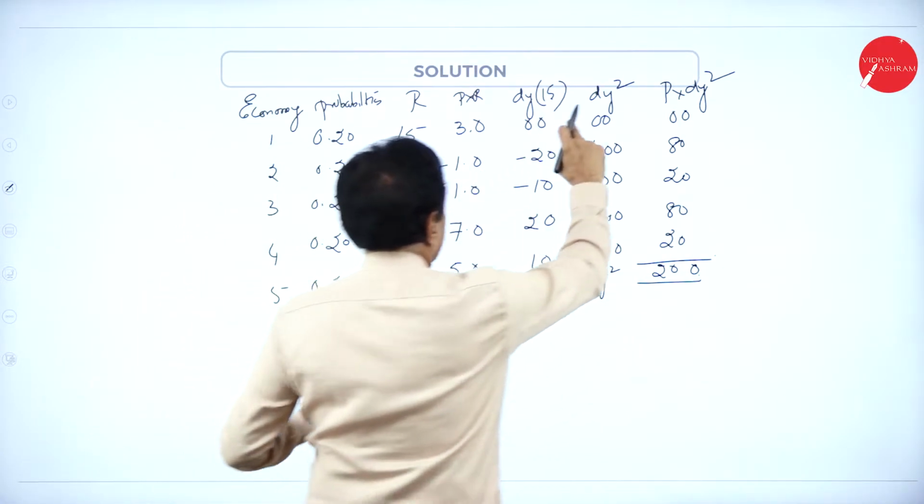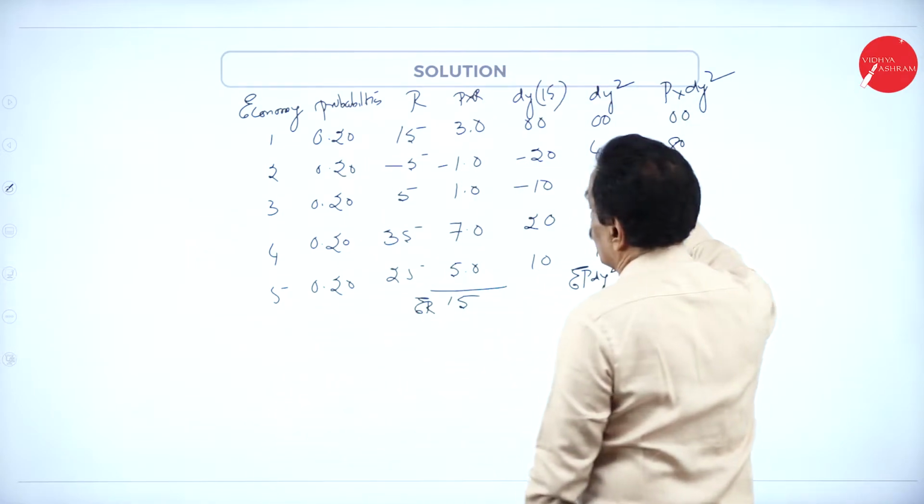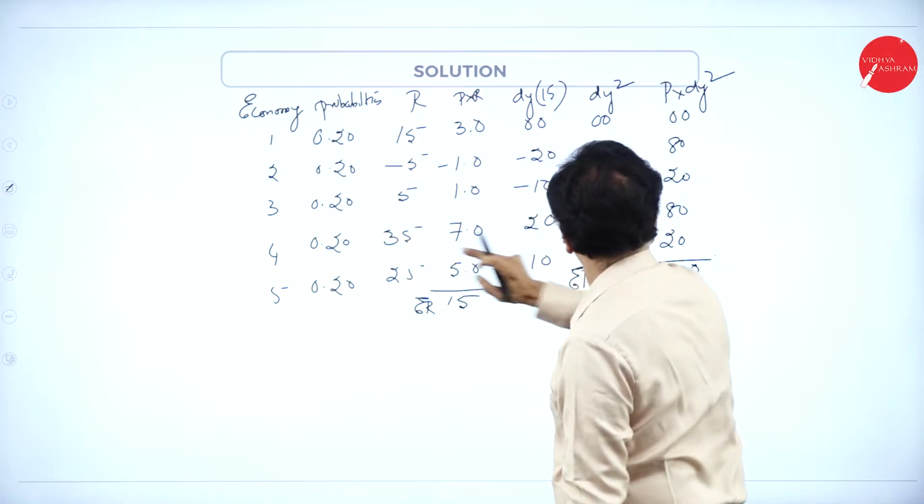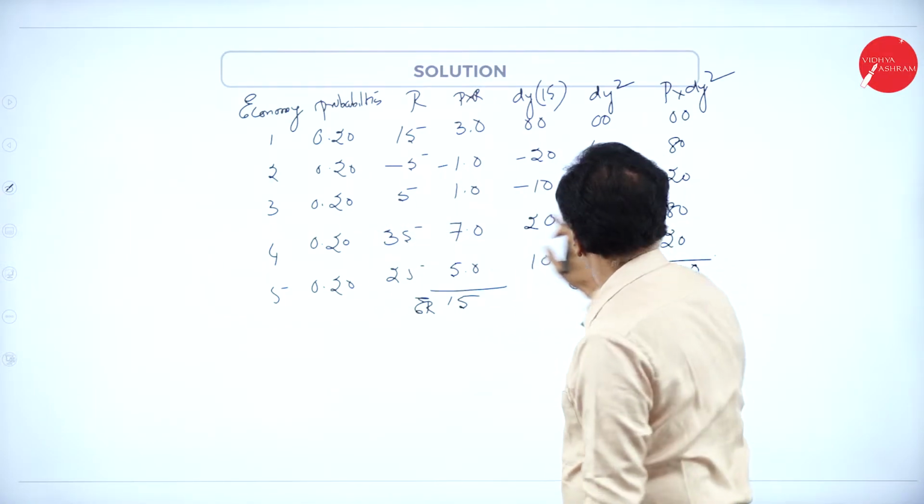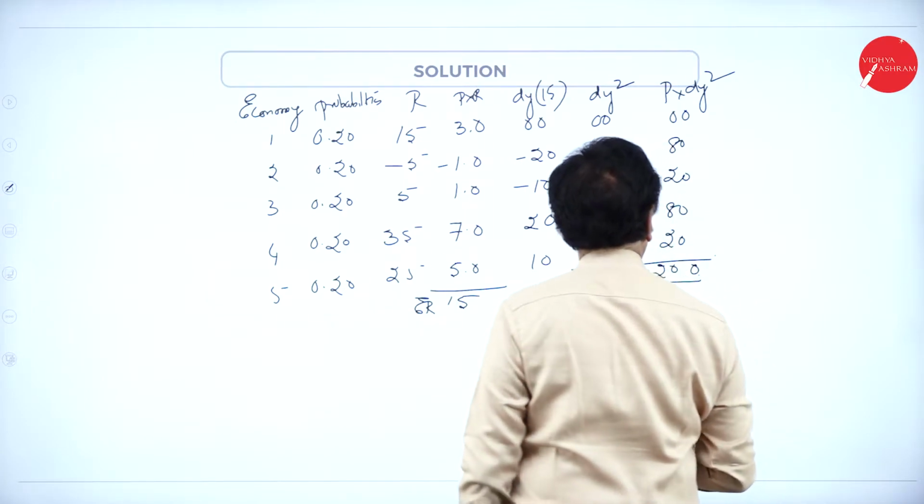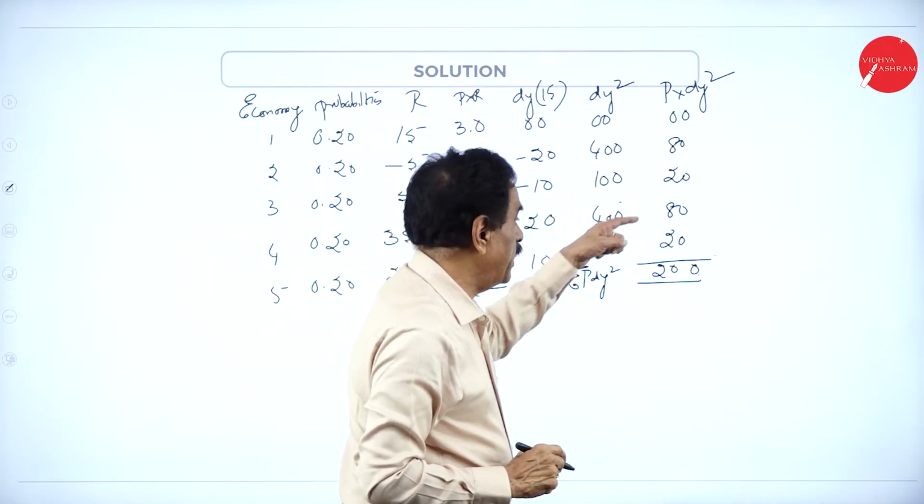I will repeat. Dy square into probability: 0. 400 into 0.20 is 80. 100 into 0.20 is 20. 400 into 0.20 is 80. 100 into 0.20 is 20. Add the figures: 8 plus 2, 10, 18, 20. Total is 200.